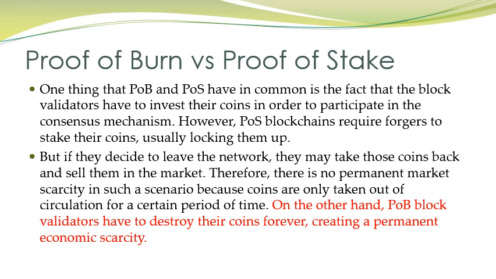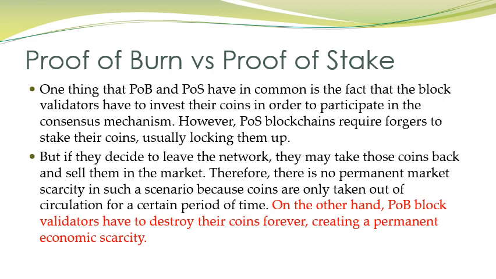However, proof of stake blockchains require forgers to stake their coins. In proof of stake, the forger, or we can say the validator, must hold a certain amount of currency. They must have a certain stake in the network. But if they decide to leave the network, they may take those coins back and sell them in the market. In proof of stake, if the forger wants to leave the network, then the node will get their coins back after a certain amount of time.